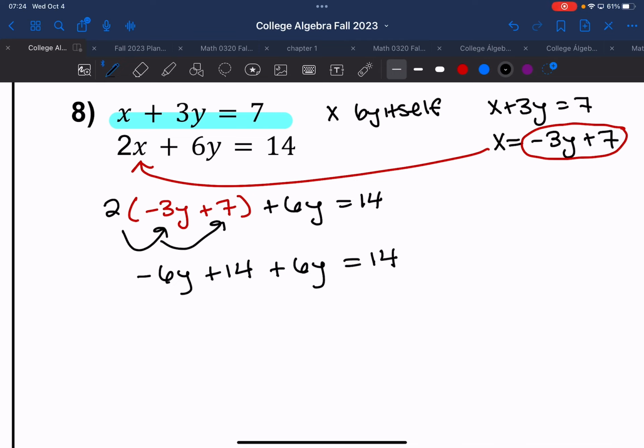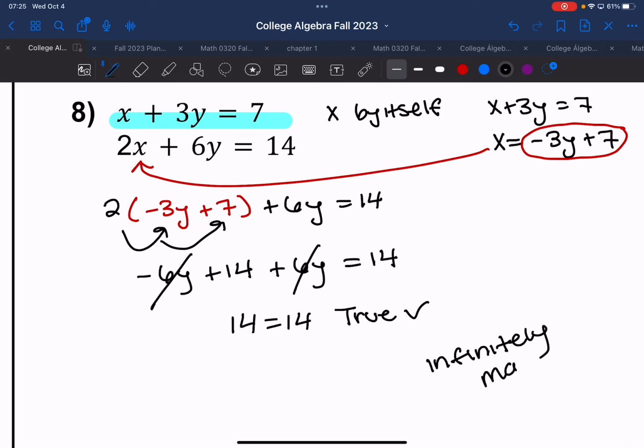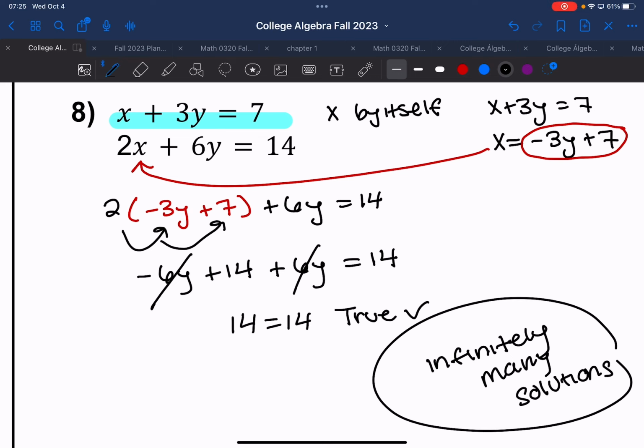So when I combine like terms here, what happens to my y's? Cancel. So I'm left with 14 equals 14, which is true or false? True. So what's my answer? Infinitely many solutions. So that means my graph would look like what? Line on top of another line. Good.